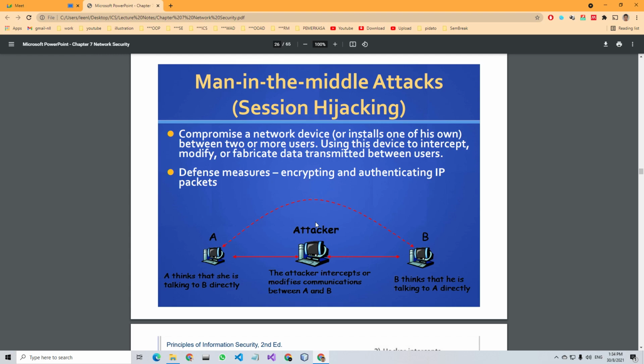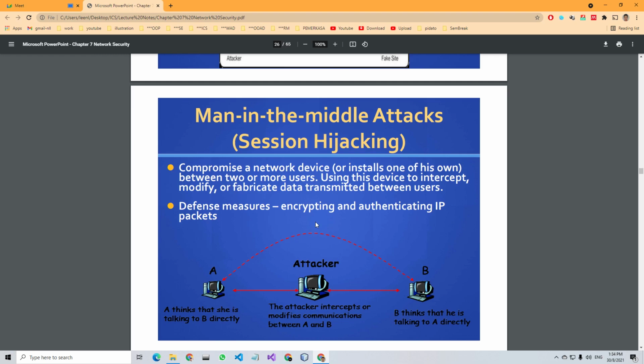Man in the middle. What is this? Who wants to try? Just like the name suggests, what is this? Would three of you like to share your answer? Man in the middle. Someone impersonates the victim, like that. Impersonate the victim. Some more?